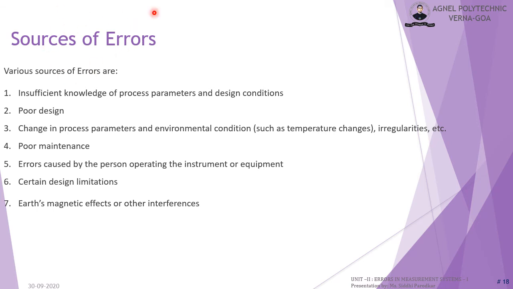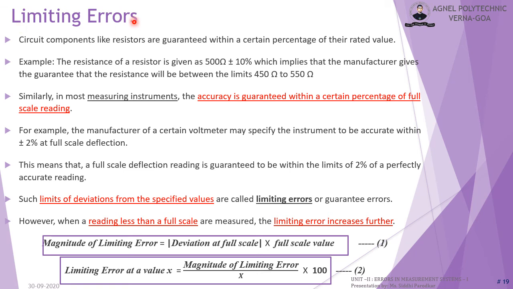Now let us see what are the sources of errors. Errors may occur due to insufficient knowledge of process parameters and the design conditions, or may be due to poor design of an instrument, or they may be caused due to change in process parameters, environmental conditions, and certain irregularities. Errors in measurements may also occur due to poor maintenance of an instrument, or they may be caused by the person operating the instrument who doesn't have the knowledge of operation of the instrument, or certain design limitations may give rise to the errors.